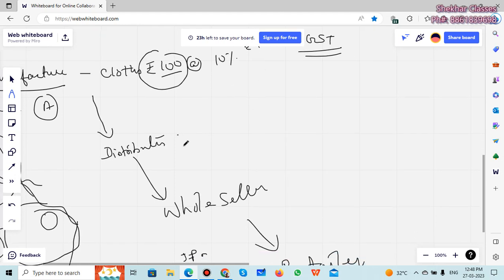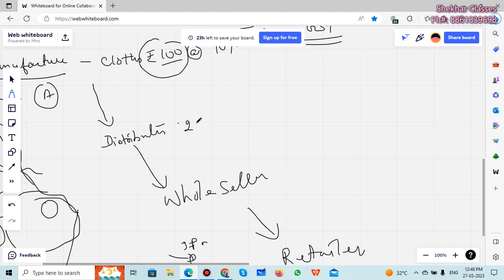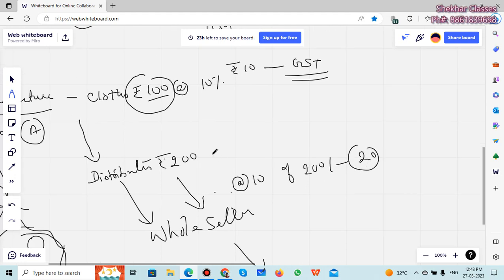The distributor will sell the same thing at 200 rupees. To whom? To the wholesaler. So he will collect a tax from the wholesaler. The wholesaler will pay the tax to him. How much? 10%. So 10% of how much? 200. So GST of 10% on 200 rupees is how much? 20 rupees.